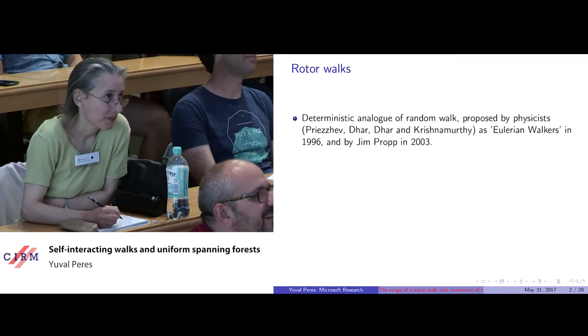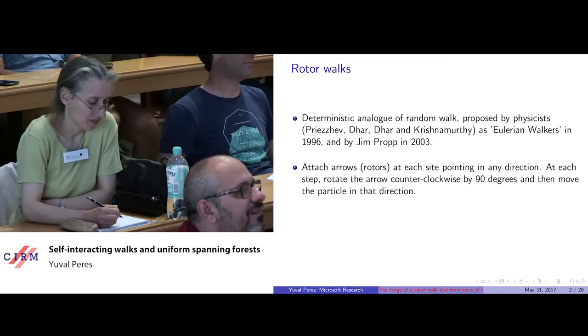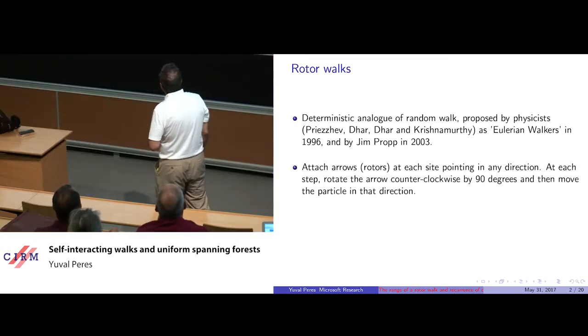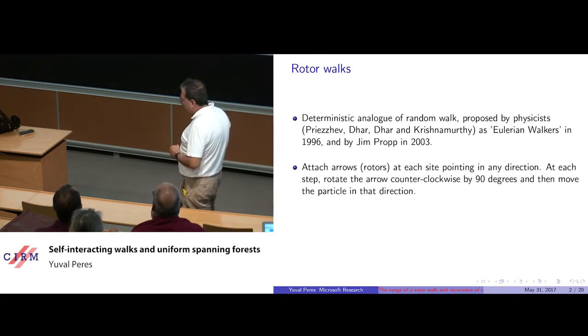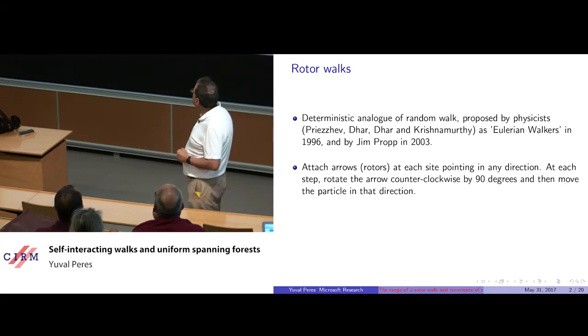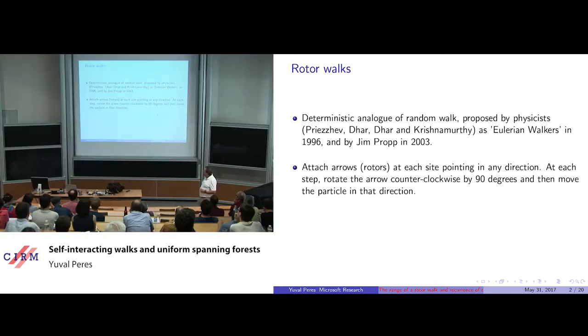So again, we're talking about rotor walk, which is a deterministic analog of random walk, first proposed by Priezzhev, Dhar, Krishnamurthy under a different name. And this name was given by Jim Propp in 2003. So again, every site in the lattice has an arrow. We will start each arrow in a random direction.